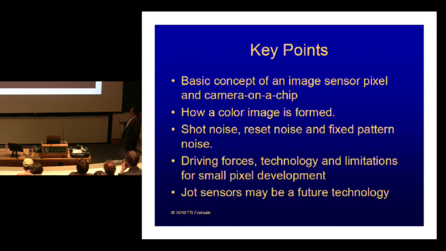Some of the driving forces, technology, and limitations for small pixel development. You probably all have some sense that there's more and more megapixels in each succeeding generation of camera, and somehow they're shrinking the number and size of pixels in each camera generation. And then last, but hardly least, is my own personal pet project for the future, which is something I call a jot sensor, and try to explain to you a little bit about what that's about.